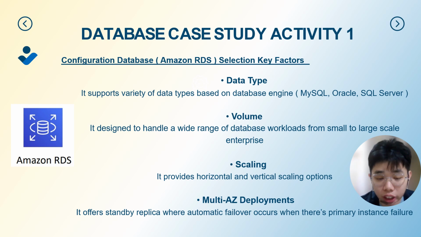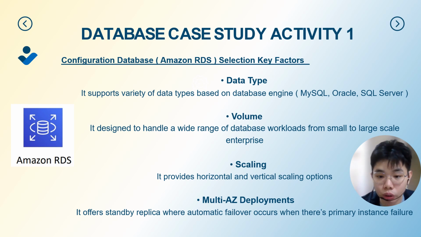Here are the key factors of my selection of Amazon RDS, Relational Database Service, as the configuration database. First of all, let's take a look at the data type. Amazon RDS supports a variety of data types based on the database engine, including MySQL, Oracle, and SQL Server. So it is very good software where we can support everything.